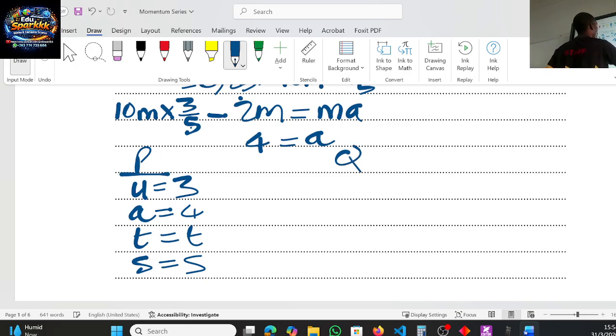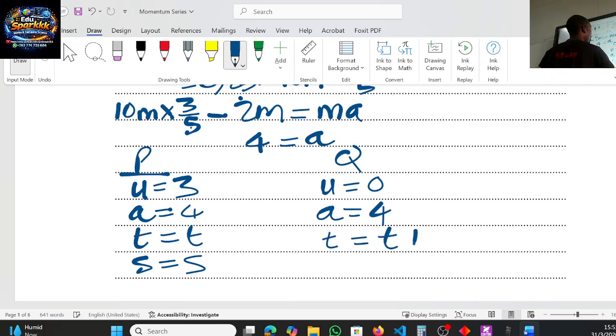Then when we come to Q, the initial speed when it started to move was 0, and it experienced the same acceleration, which was 4. Then the time where they meet is going to be t plus 0.5, because 0.5 seconds had passed before P reaches the rough surface.